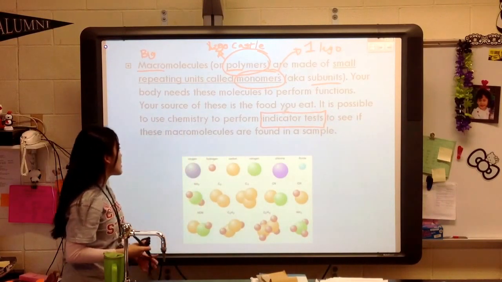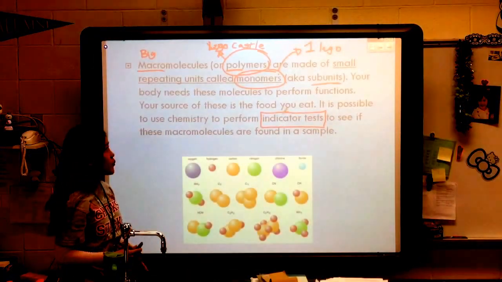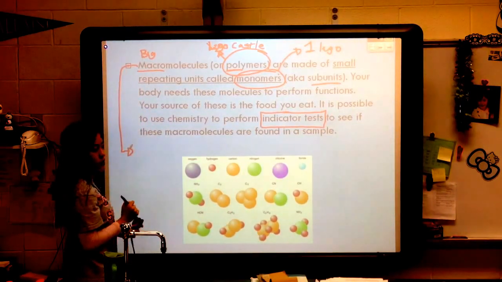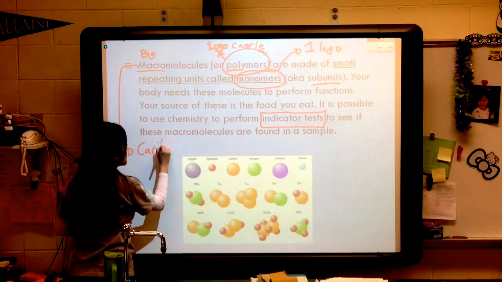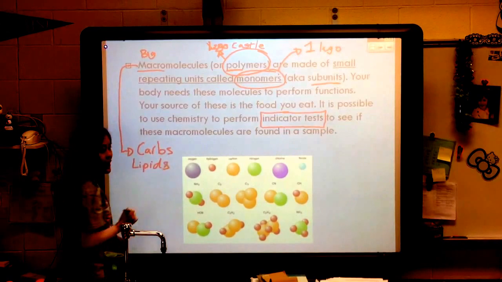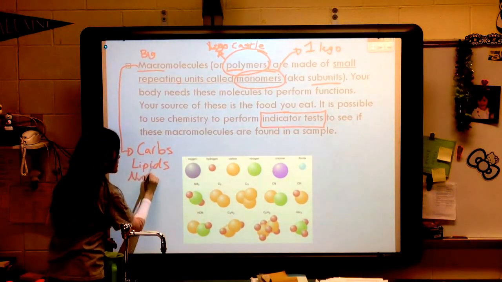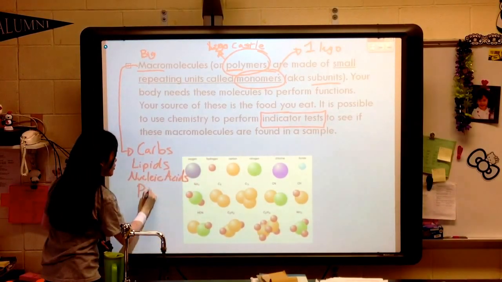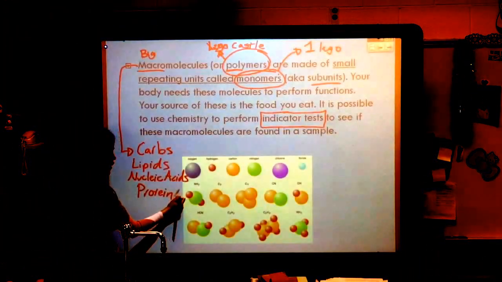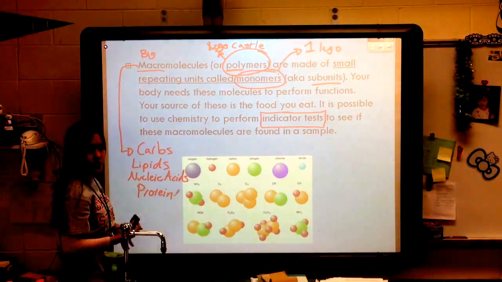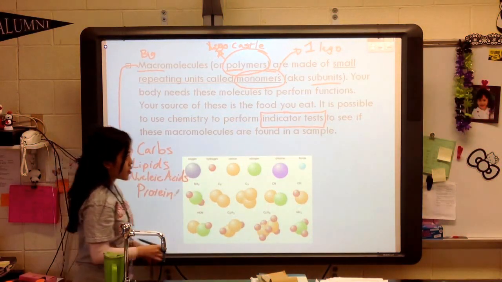Indicator tests to see if these macromolecules are found in a sample. So the 4 macromolecules that we're going to talk about, and you can write this on the top or the side, are going to be carbs, like carbohydrates, lipids, which are also known as fats, nucleic acids, like your DNA, and proteins, like the protein that you can find in chicken. These are the 4 macromolecules that are essential to all living things, and we'll talk about those in the next few days. But that's really all for our notes today.